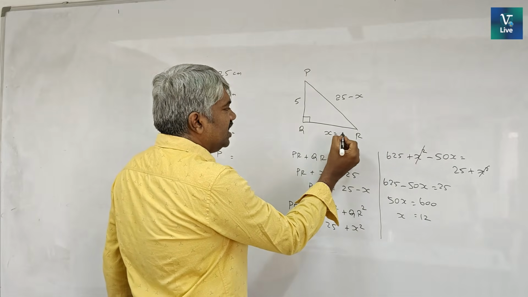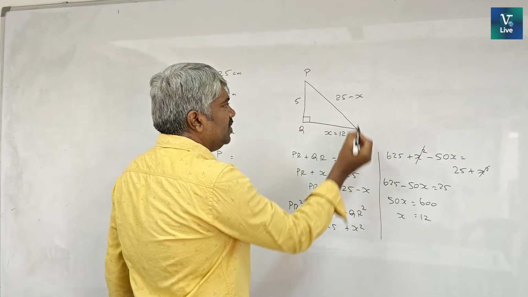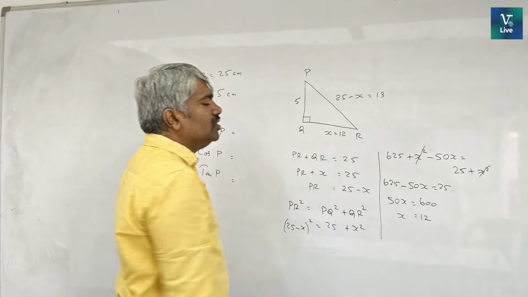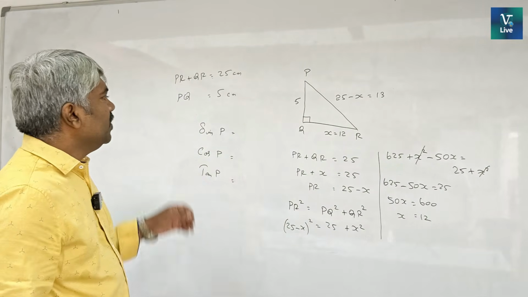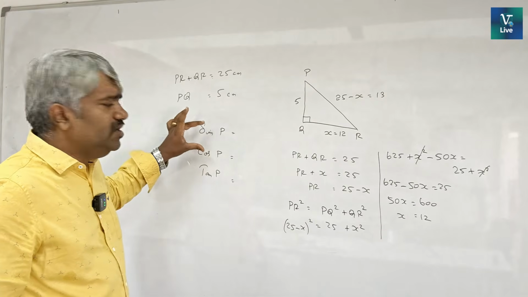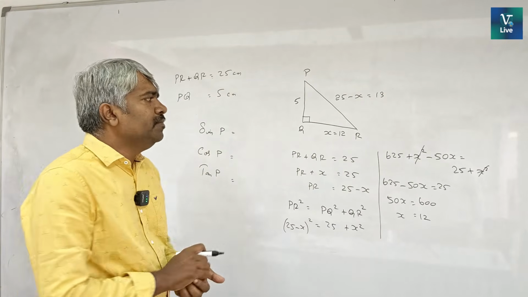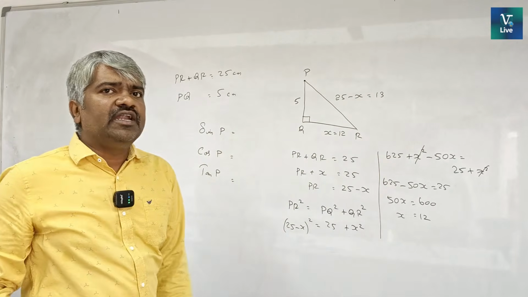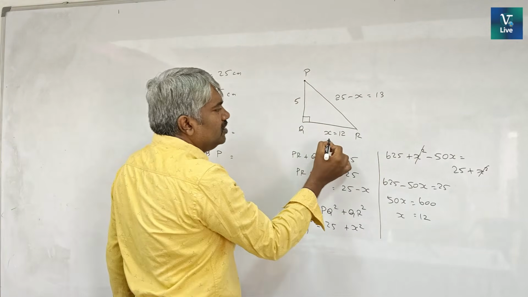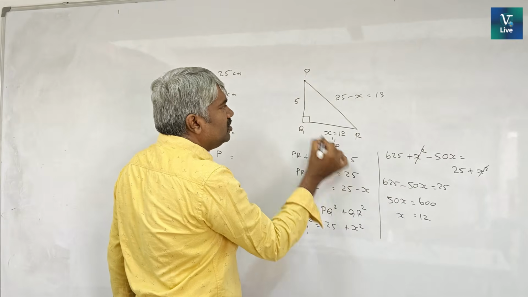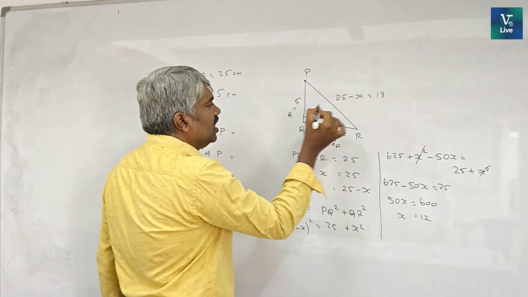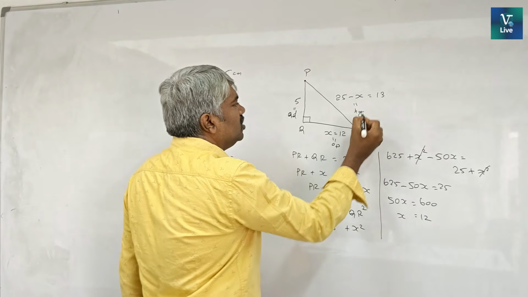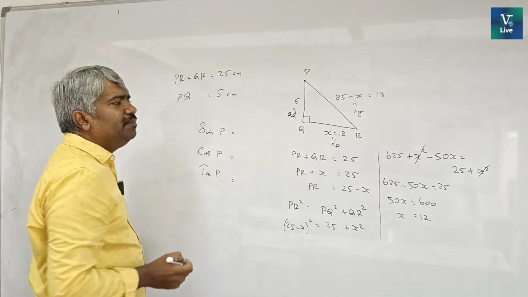So the length of the side QR is 12 centimeters. The length of the side PR equals 13 centimeters, right? Now you need to find the values of sin P, cos P and tan P, where the point P represents the position where you are standing. So when you are at P, this side is opposite, the side PQ is adjacent, and the side PR is hypotenuse. Now, what is the sin P formula?